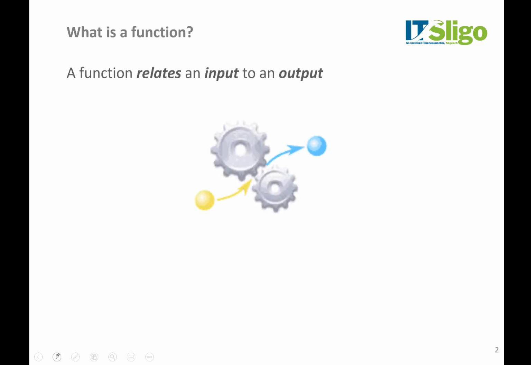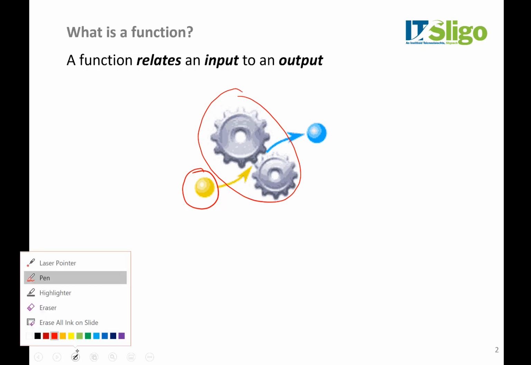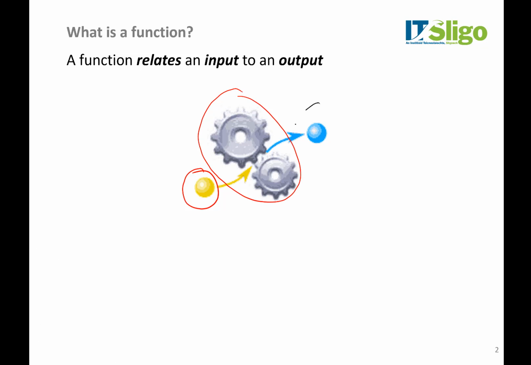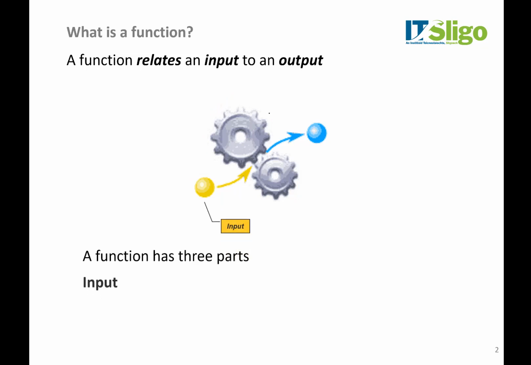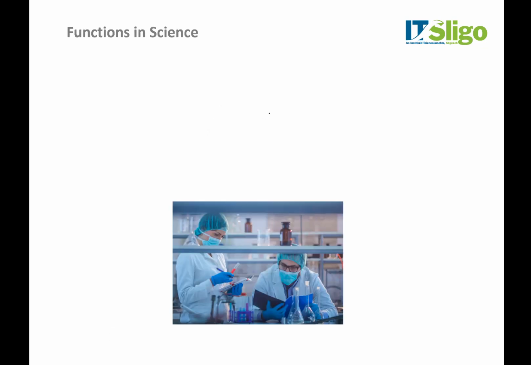First of all, though, we're just going to take a quick overview of functions again, just to remind you of the principal parts. In a function, we have an input that gets passed into the function. These are of all different types. And then that produces an output. So we have our input, the nature of the function, is it exponential, is it logarithmic, is it quadratic? And then we have our output.